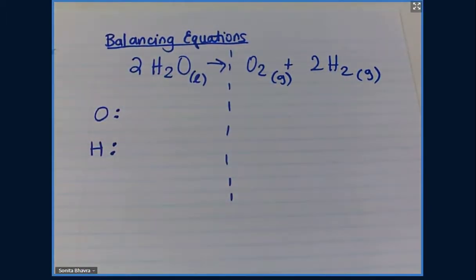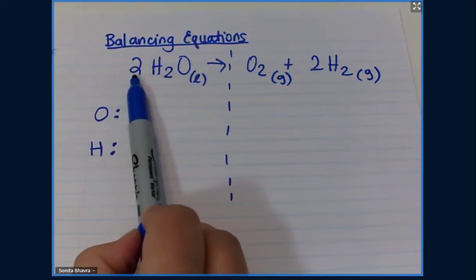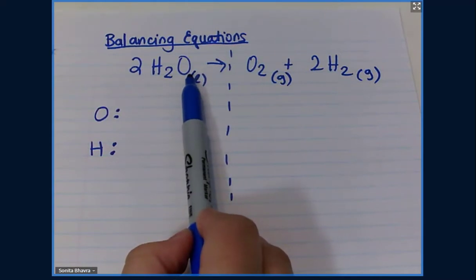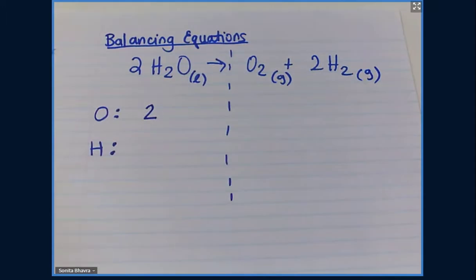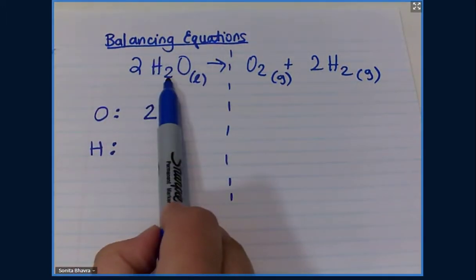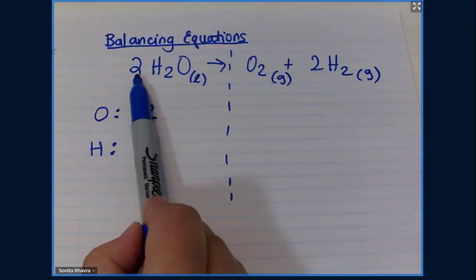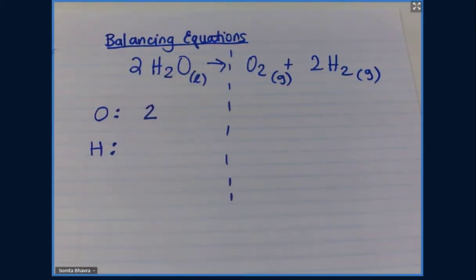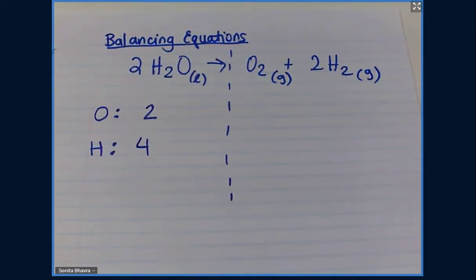Okay, so let's just take a look on our left-hand side. How many oxygens do we have on the left-hand side? There's a coefficient of 2, and there's no subscript. So there's a total of 2 oxygens on the left-hand side. Hydrogens, we have a subscript of 2 as well as a coefficient of 2. So we can multiply those two together, and that gives me 4 hydrogens on the left-hand side.